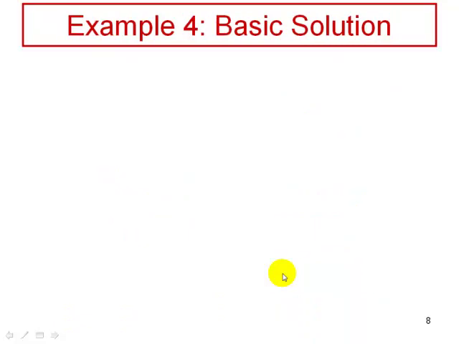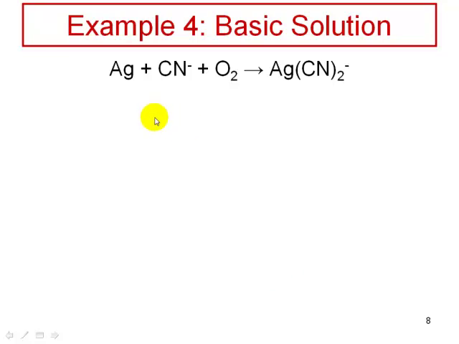Okay. Let's do one in a basic solution, guys. Again, if you find this painfully simple, you don't necessarily have to wade through these examples. But here's one that we're using out of your book because I think this is a good example. Okay, so here we go.